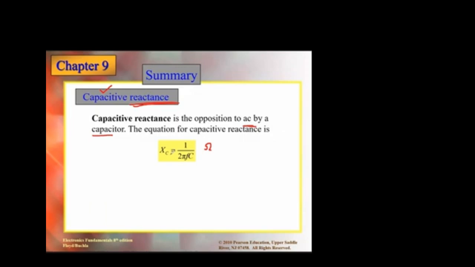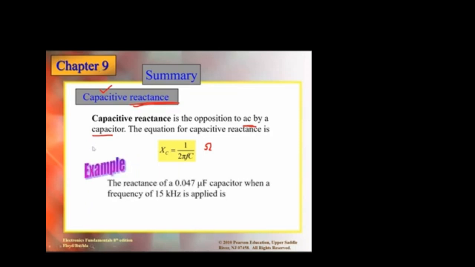Capacitor. This is an AC circuit we are talking about. This is called capacitive reactance. Now girls, the question would be like this: find the reactance of this much of capacitor when a frequency of 15 kilohertz is applied. Just put the values of C and f, with 2 pi, and you will get the reactance. The reactance will be 226 ohm by putting in these values. All right, this is capacitive reactance.